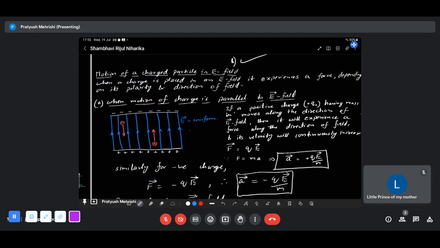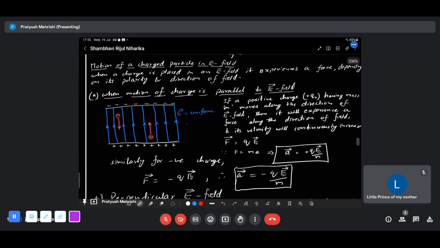So if the electric field is constant, the force will be Q into E. Is it clear? Clear, sir.